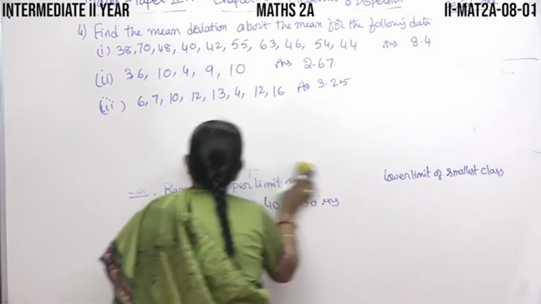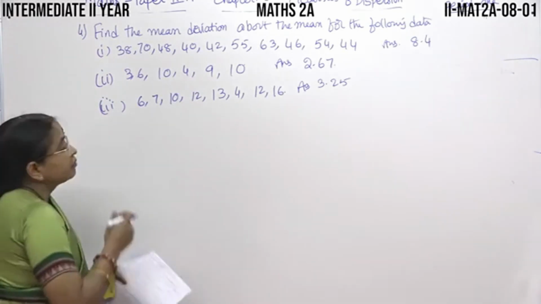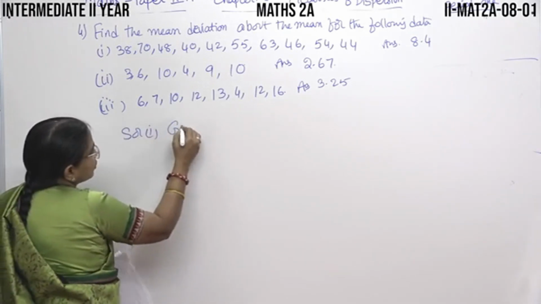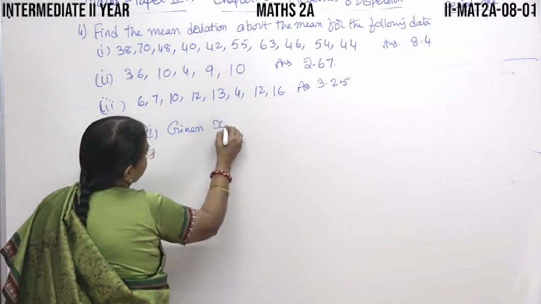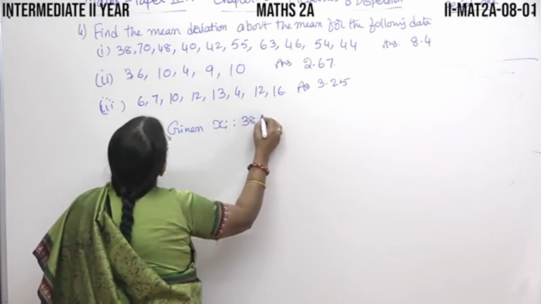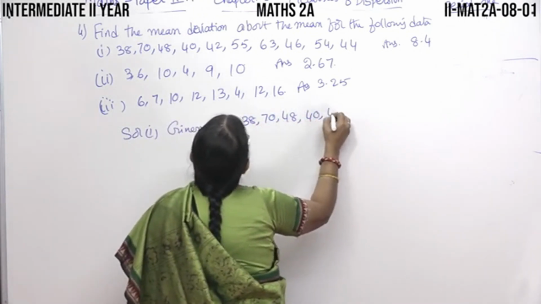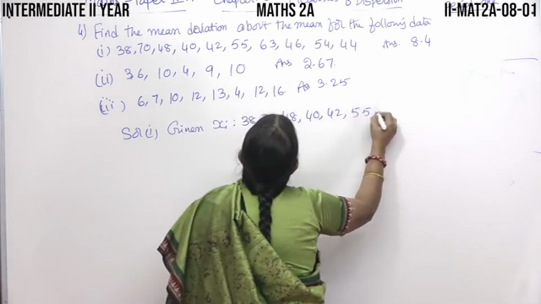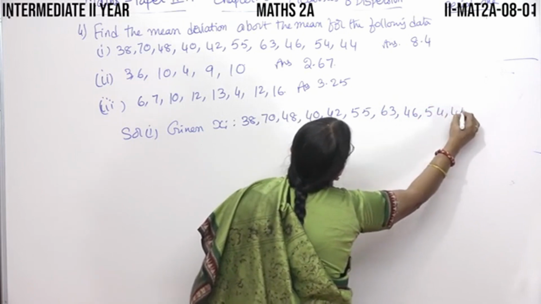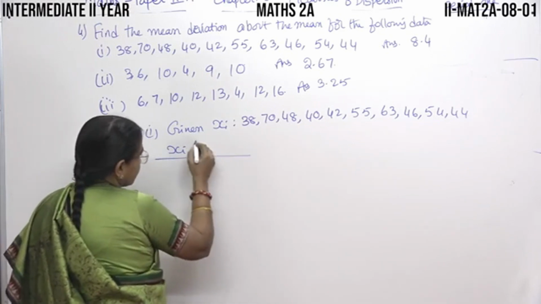Now we'll do the first problem. Second and third you can take as homework. First one, solution. You are given xi values: 38, 70, 48, 40, 42, 55, 63, 46, 54 and then 44. Now write in the form of a table like this. Xi.